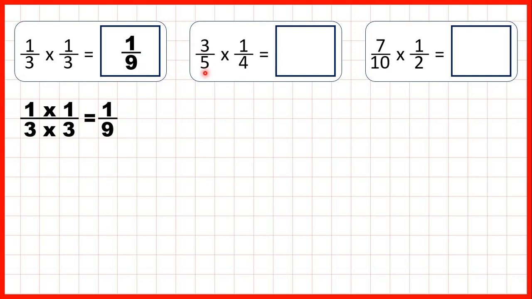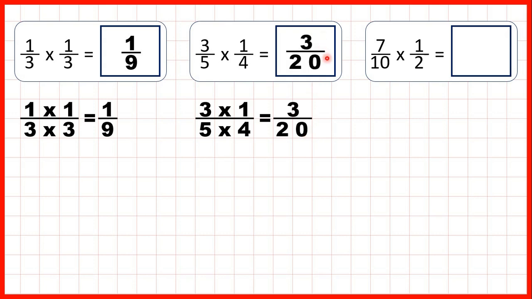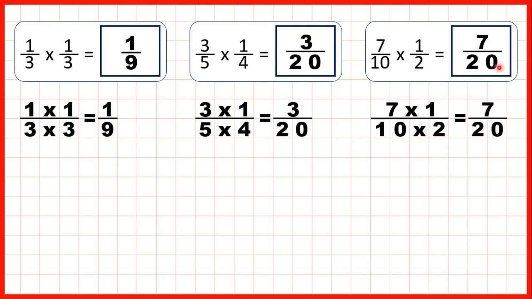Now we have 3/5 times 1/4. So 3 times 1 is 3, 5 times 4 is 20, so our answer is 3/20. And finally, we have 7/10 times 1/2. 7 times 1 is 7, 10 times 2 is 20, so our answer is 7/20.